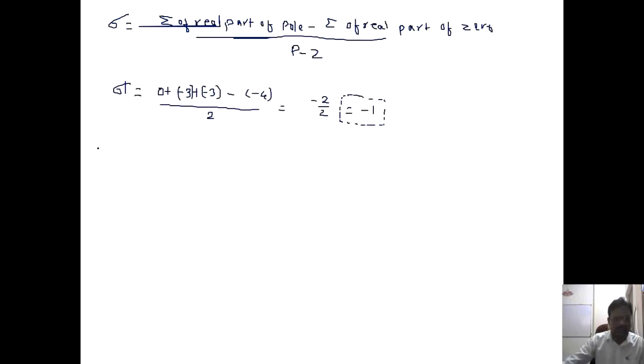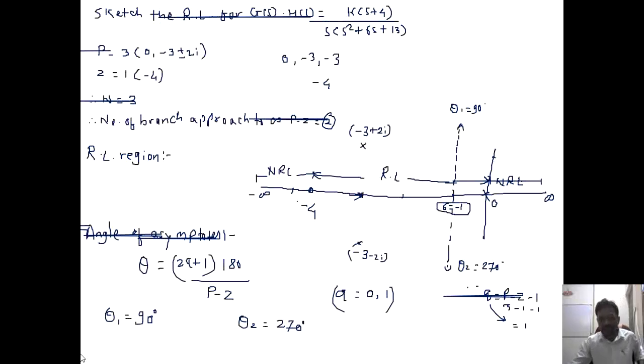Next part is the breakaway point. Now look at the figure. Again we need to predict whether the breakaway point is possible here. Is it necessary to calculate the breakaway point or not? So look here, first pole, then second pole, third pole, and one more 0.